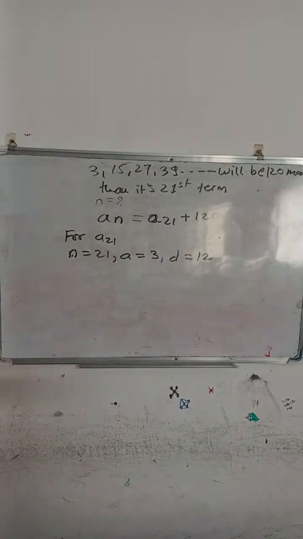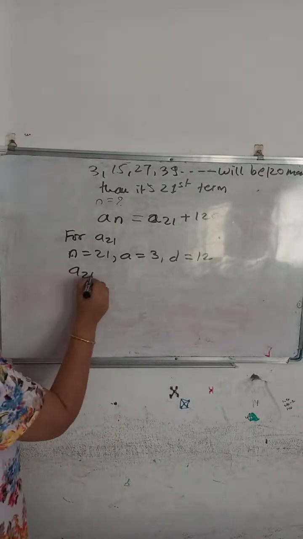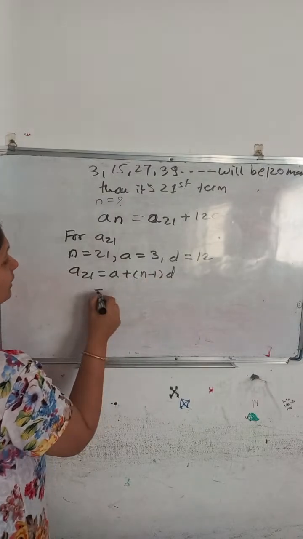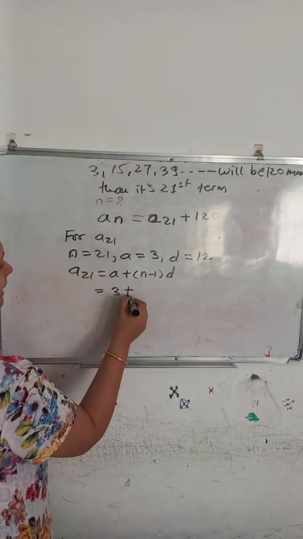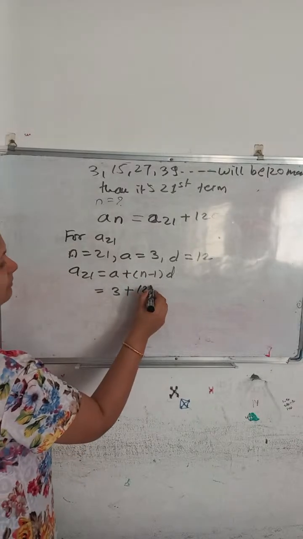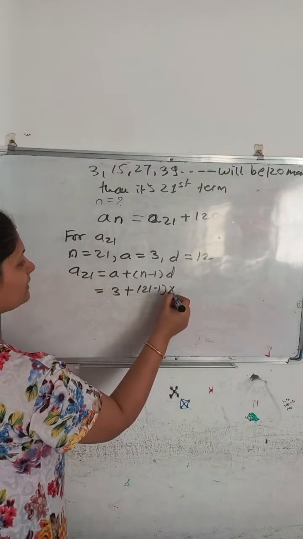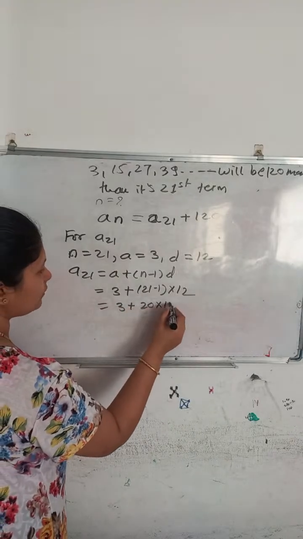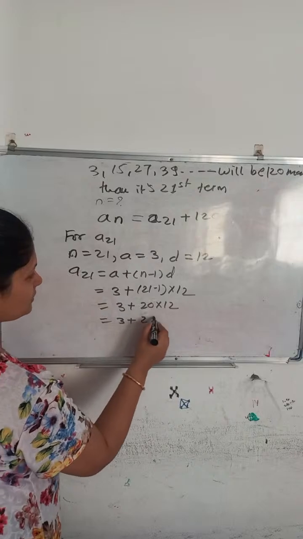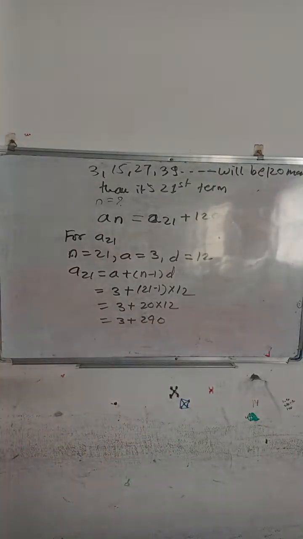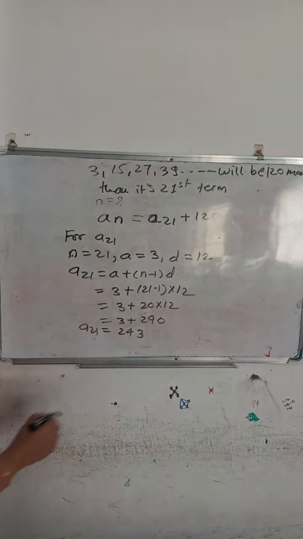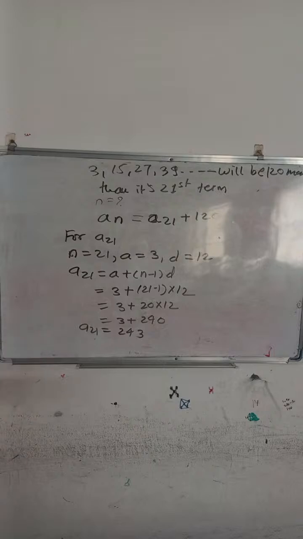So can we calculate a21? a21 is equal to a plus (n minus 1) into d. So a is 3, n minus 1 is 21 minus 1, and d is 12. So 3 plus 20 into 12, that is 3 plus 240, which is 243. So I got a21 as 243, and 120 is added to it.